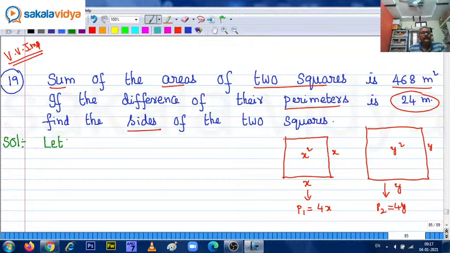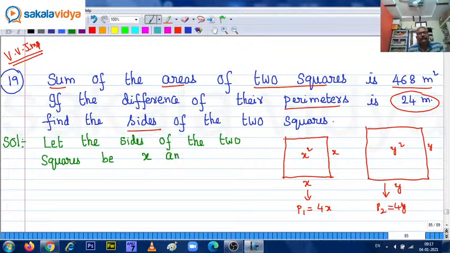Let the sides of the two squares be x and y. But you need to mention all these given data also in the examination. That's very important. So now sum of the areas. Sum of the areas equals to 468 meters square.